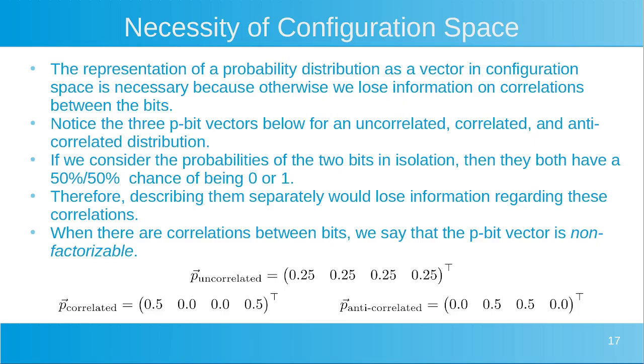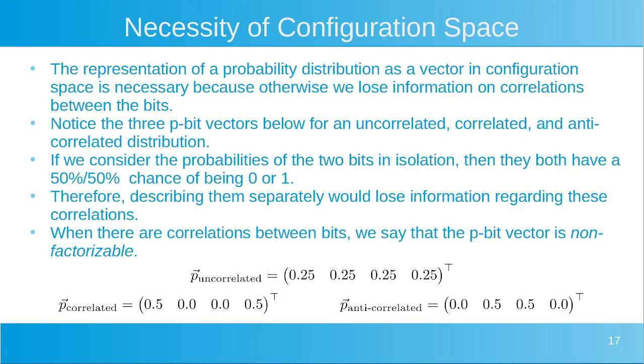You might wonder why we're even using this weird configuration space representation to begin with. Why don't we just represent the bits individually? If you're just evolving deterministically the values of bits, you can do that. But you can't do that if you're evolving the bits probabilistically. This is because if you describe the probabilities of the bits individually, you lose information regarding correlations.